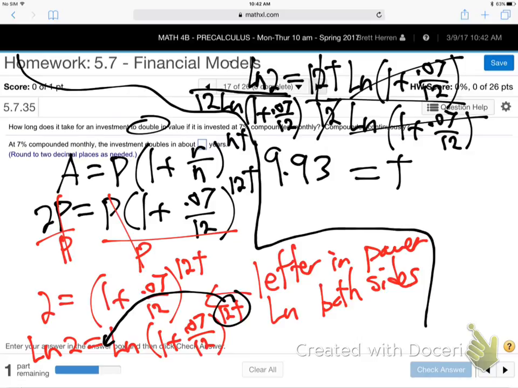9.93, how many places do they want? 2. 9.93, is that right? So close to 10. There's a rule of 72 for doubling money. Good on that? Does that make sense? Questions on that one? So that might be one of the toughest ones. Whenever that letter gets into the power zone, ln both sides, right?